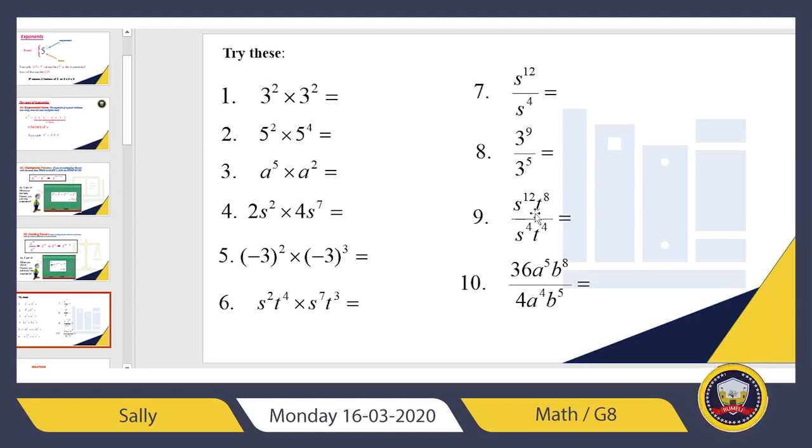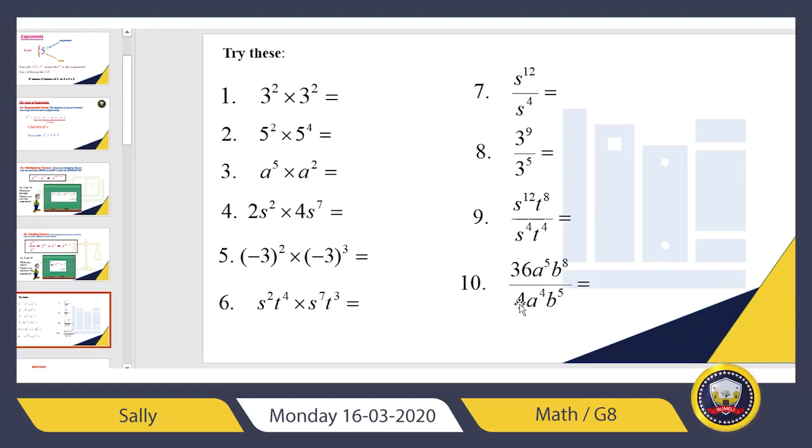Here I have two variables, so I will collect the powers of the same base. Here s power 12 over s power 4. So the answer will be s to the power of 12 minus 4 is 8. t power 8 divided by t power 4, so the answer will be t power 4. So s^8 t^4.